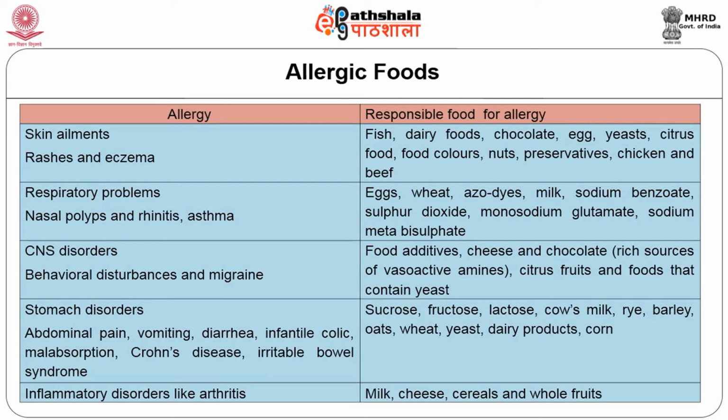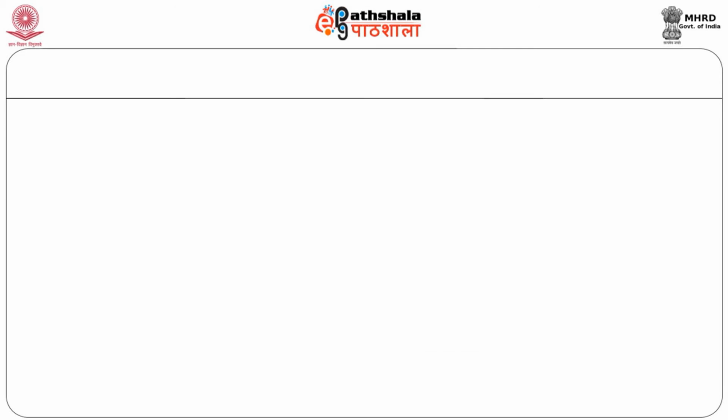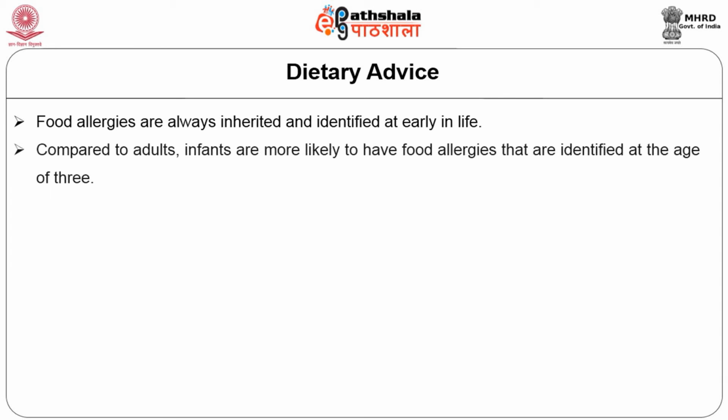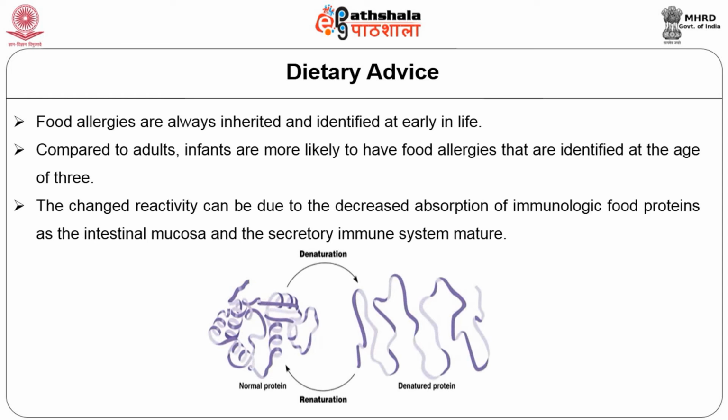Sucrose, fructose, lactose, cow's milk, barley, oats, wheat, yeast, dairy products and corn, consumption of these may lead to abdominal pain, vomiting, diarrhea, infantile colic, malabsorption, Crohn's disease, irritable bowel syndrome. And intake of milk, cheese and any other milk products, cereals and whole fruits may lead to inflammatory disorders like arthritis. Food allergens are always inherited and identified at early life. Compared to adults, infants are more likely to have food allergies that are identified at the age of 3. The changed reactivity can be due to the decreased absorption of immunological food proteins as the intestinal mucosa and the secretory immune system mature.